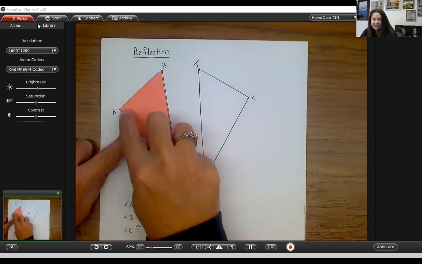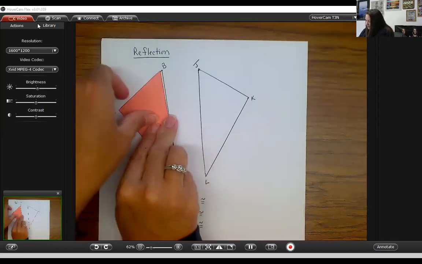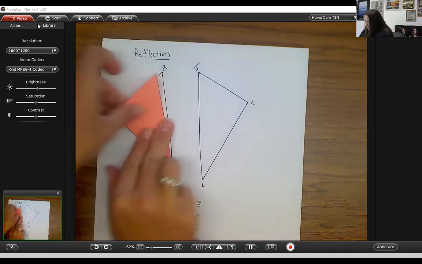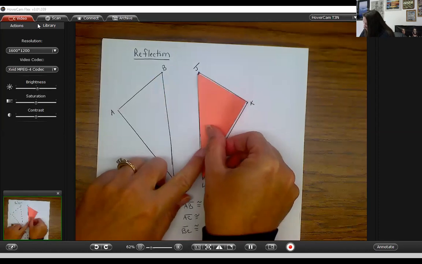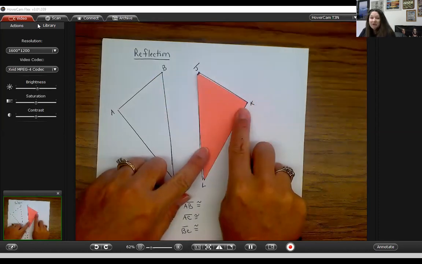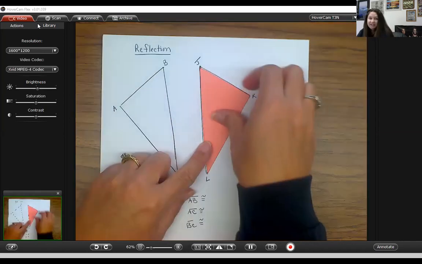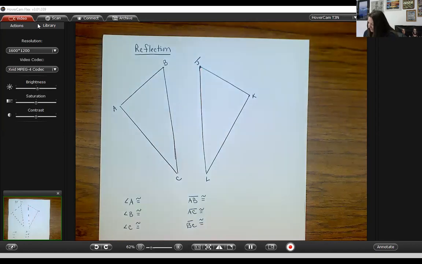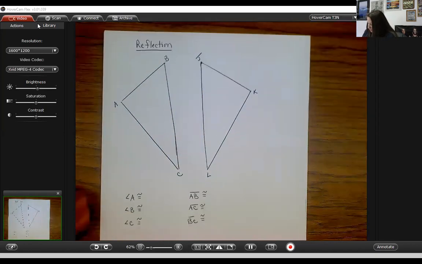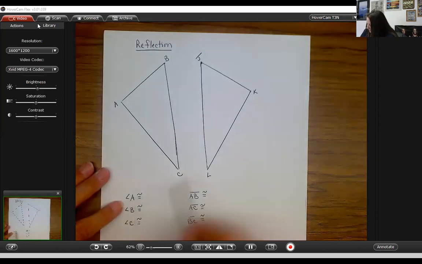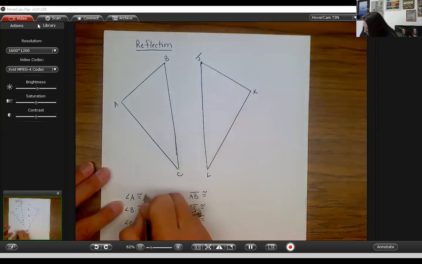So we should notice here that angle A, if I reflect that over or flip this over, angle A is lining up with angle K. So we know that one could lie directly over the other. So we know those have to have the same measurement. They're going to be congruent. So we would say that angle A is going to be congruent with angle K.